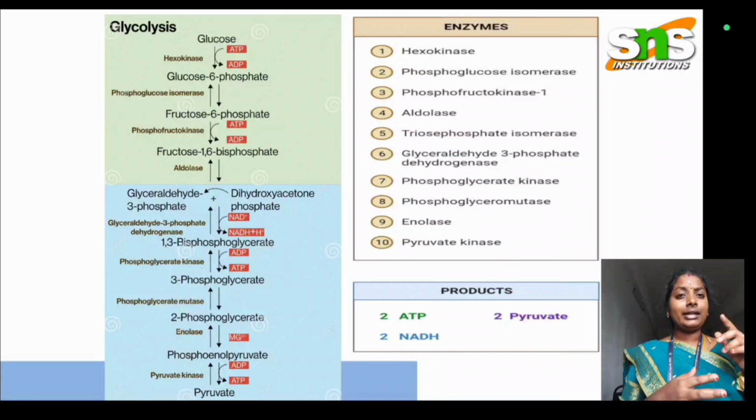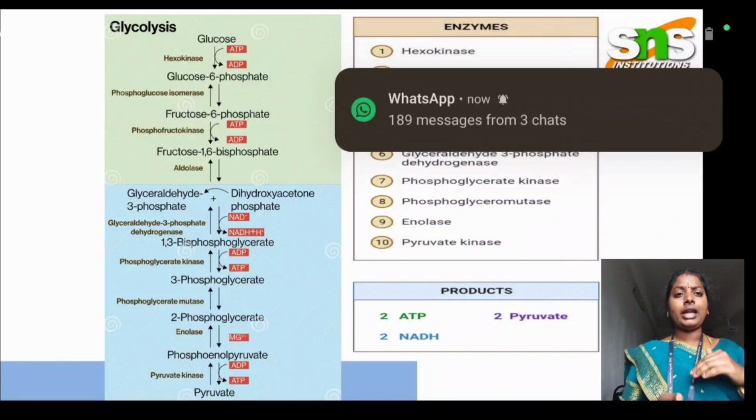You could see arrow marks reverse and forward. So both up and down arrow marks indicate it is reversible. It can be converted from bottom to top, and in some only one arrow mark is used, that is it cannot be converted back to the previous product.